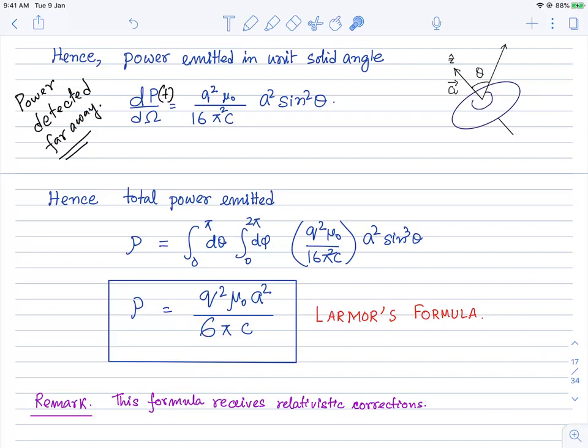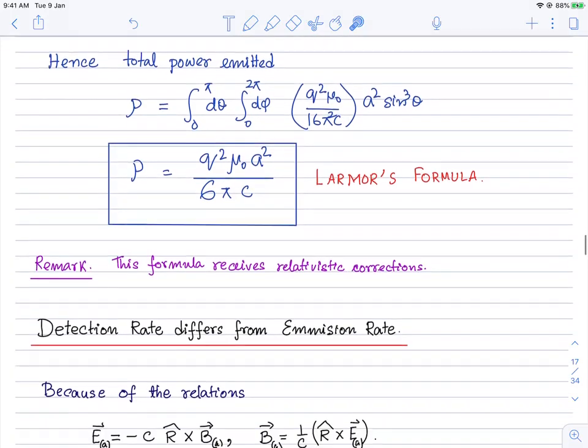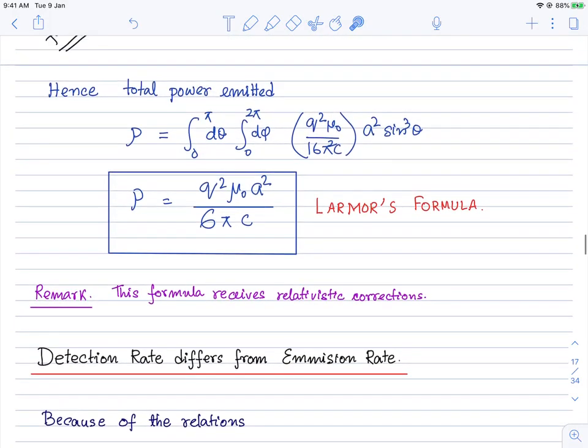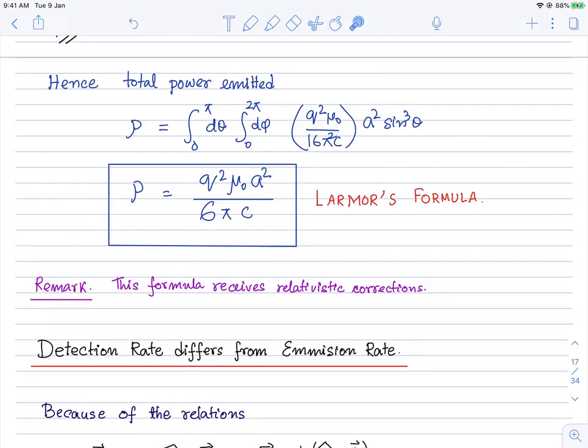Okay, if a particle is oscillating in some periodic motion, then from this formula it is clear that if you do the time averaging of power, that will give you an additional factor of half here. So that is what the idea is. Very good. But this formula is non-relativistic and it receives relativistic corrections.